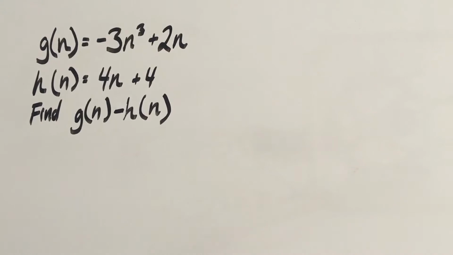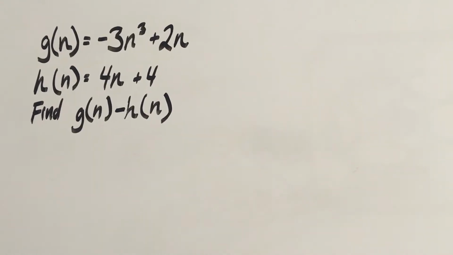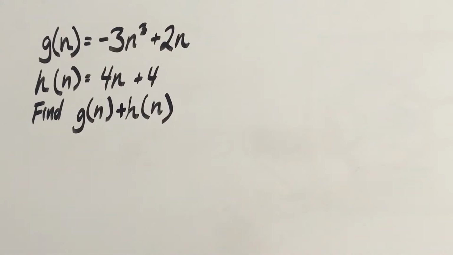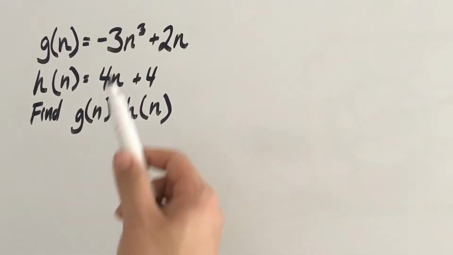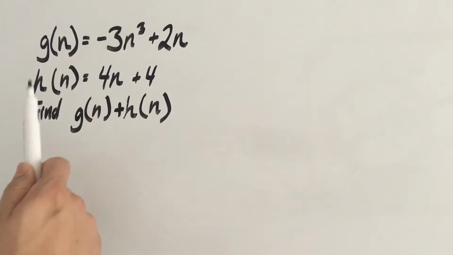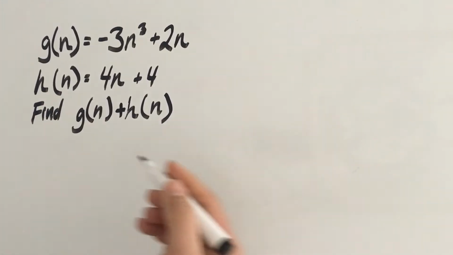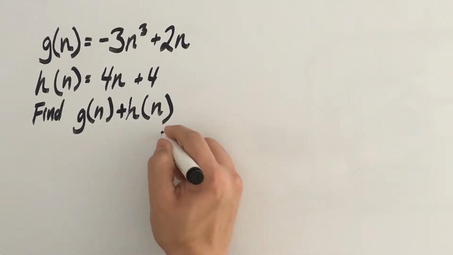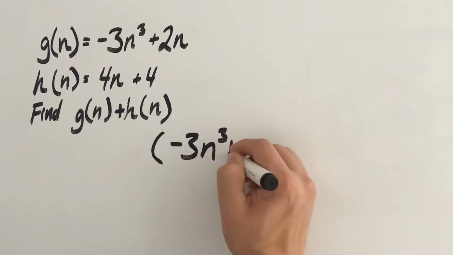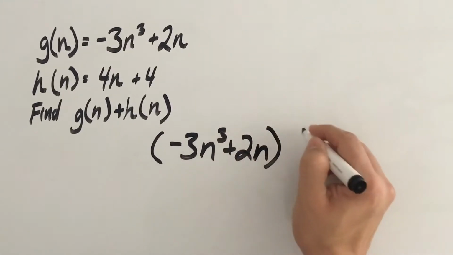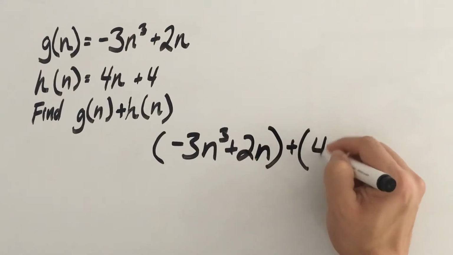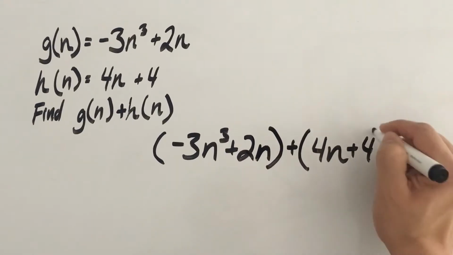Okay, so in the first part, we're going to look at two function operations, adding functions and subtracting functions, okay? So for this first example, we have two functions here. We have the function g of n, and we have the function h of n, okay? So we're going to set them up like this. Plus 2n, I'll put in parentheses, and then I'm going to take h of n, put it right next to it.